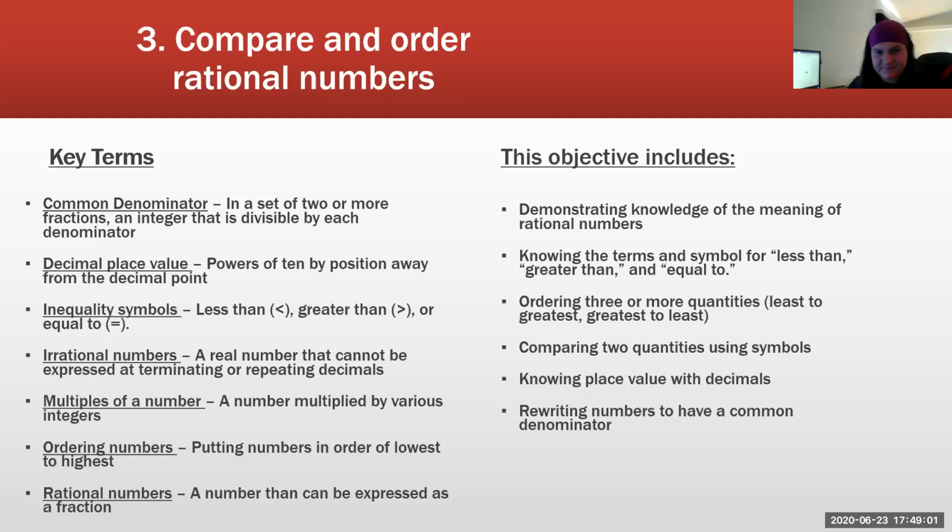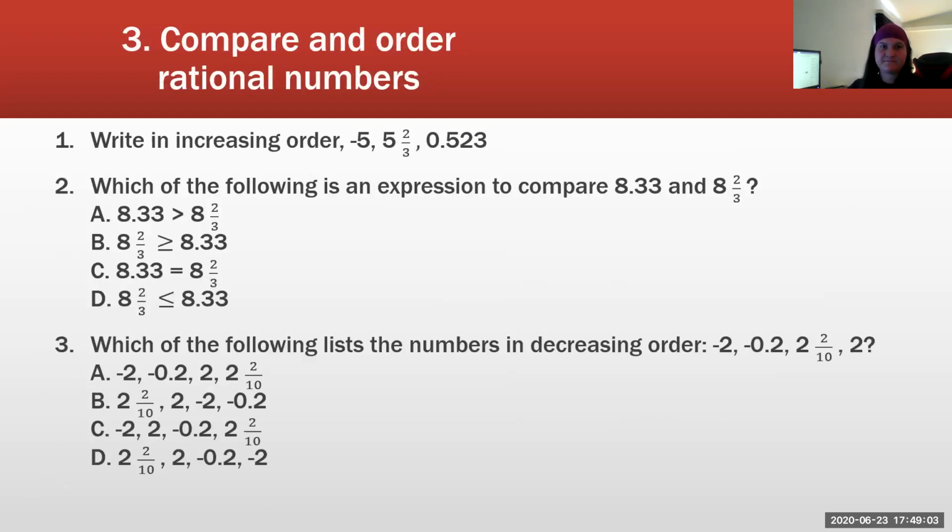Hang on. Okay, we're going to write in increasing order: -5, 5 2/3, 0.523.